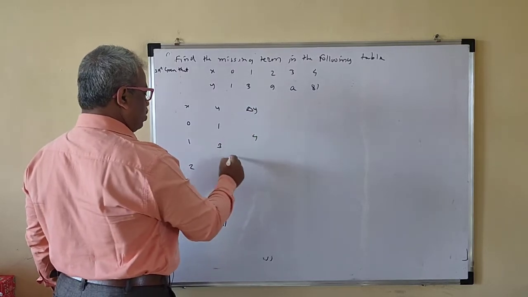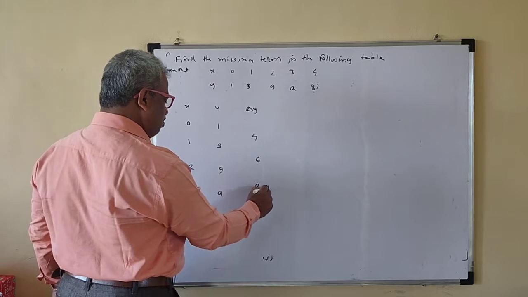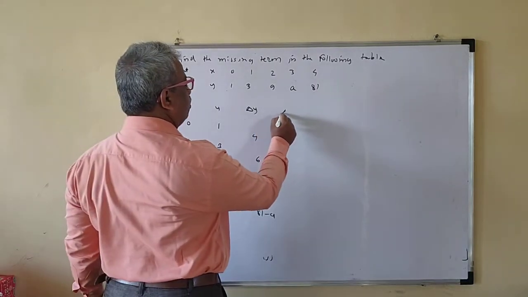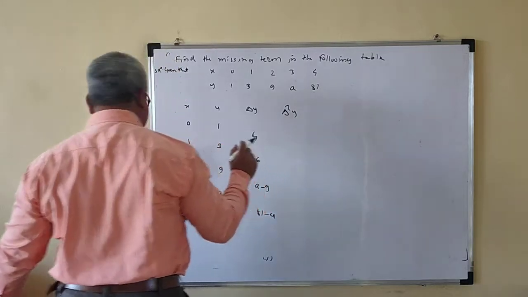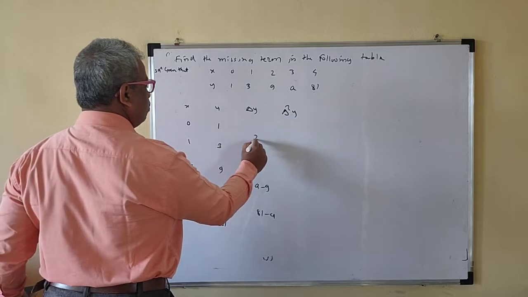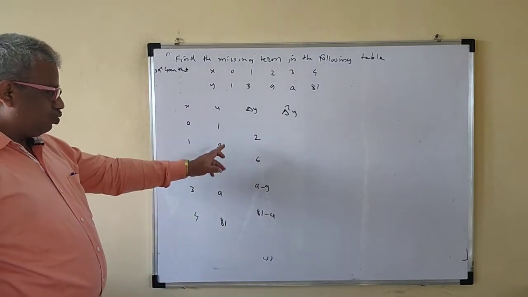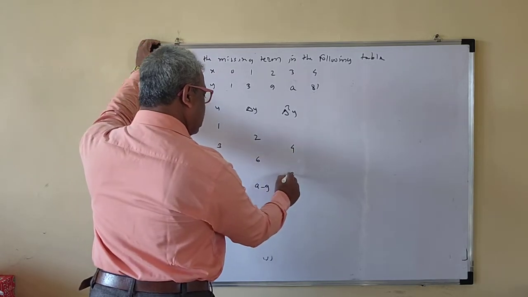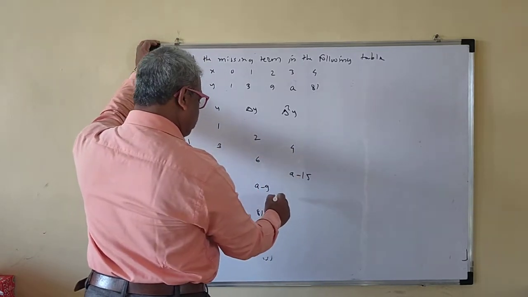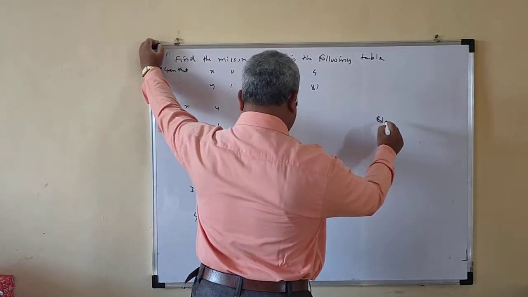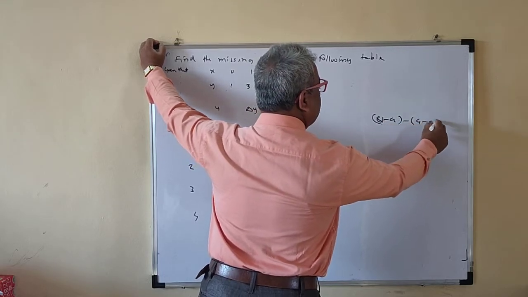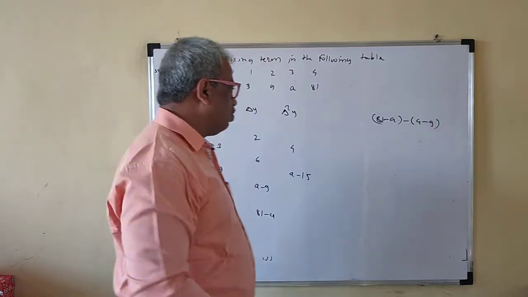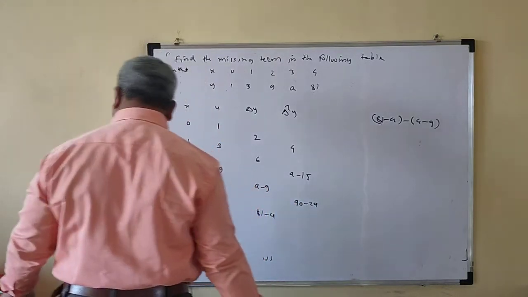Delta of y: this is 3 minus 1, which is 2; 9 minus 3 is 6; A minus 9; and 81 minus A. Now delta square y: 6 minus 2 is 4; then A minus 15; then 81 minus A minus 9, that is 90 minus twice A. So this is 90 minus 2A.